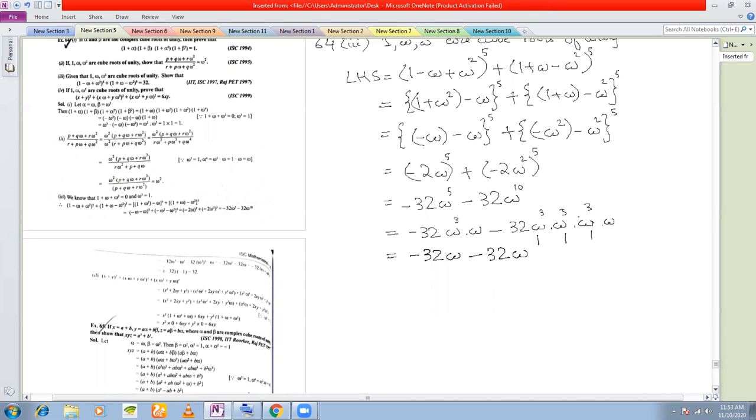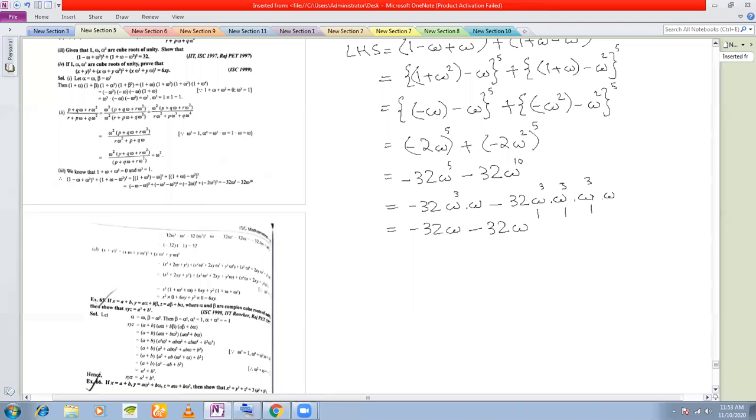So therefore, this becomes this. Minus 32 omega to the power of 5 can be written as omega cube into omega square. So this becomes omega square. Now what you can do is you can take minus 32 common. You get omega plus omega square.